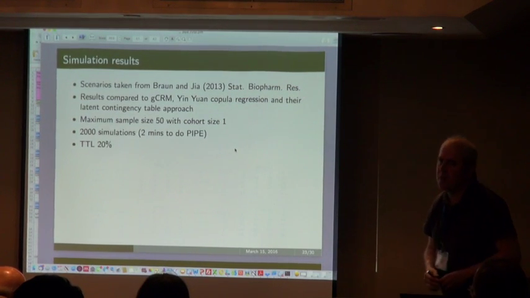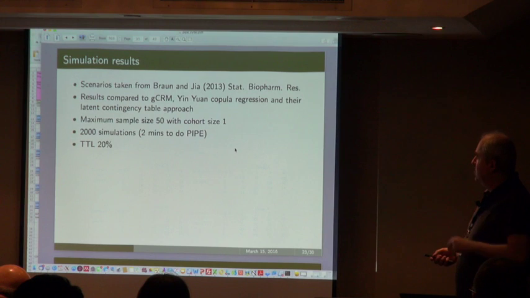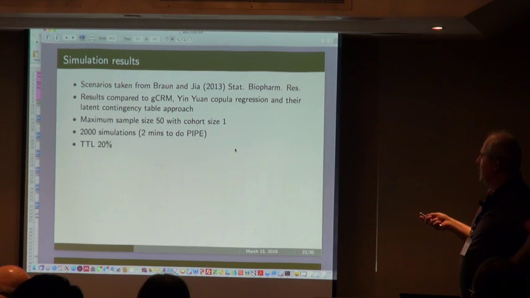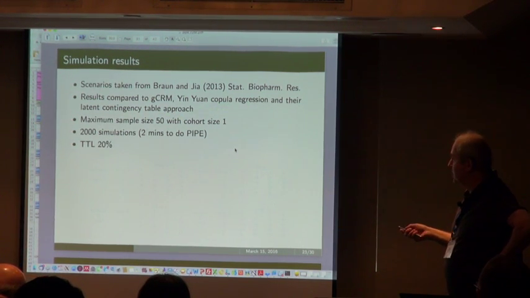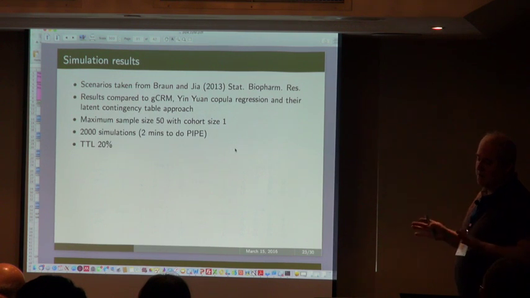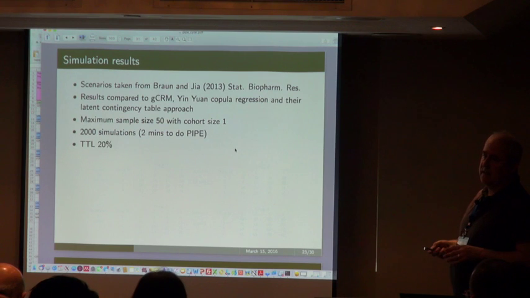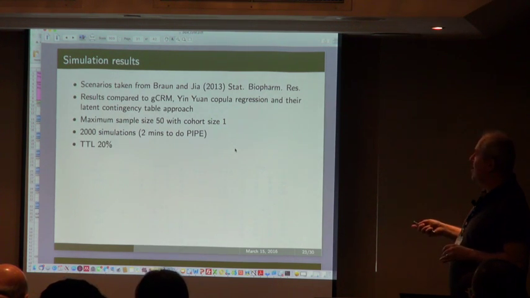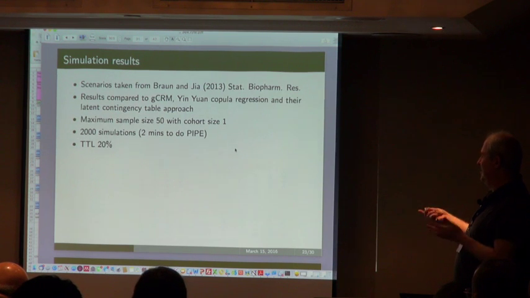So to prove that our method worked, we took a paper by Braun and Gier in 2013, and they had a whole bunch of simulations comparing the generalized CRM, copula regression, and their latent contingency table approach. We set up our simulations to be exactly like theirs. They had a maximum sample size of 50. They had a cohort size of 1, which is really bad for our method, but we still went with them.